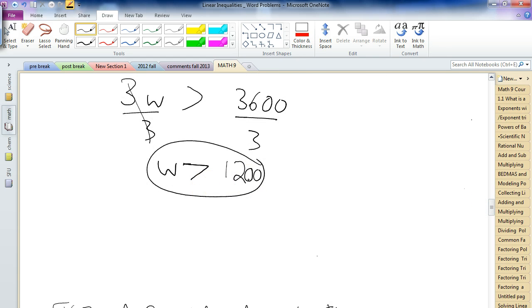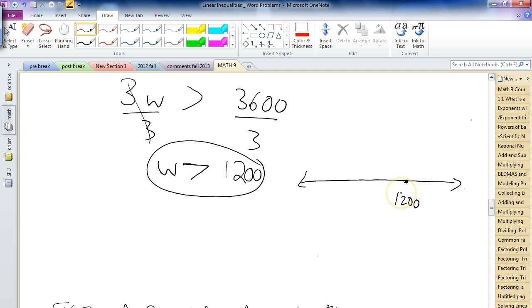Now, a neat thing, if you were going to graph this, we're saying that the values have to be greater than 1,200. On a number line, you could put 1,200 right here. But can we just draw a solid line through?